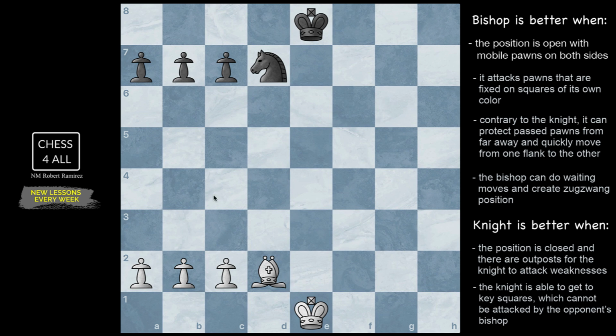Closed means that there are pawns stuck in the center and making things difficult for that bishop. So with that in mind, let's take a look at a position like this where we have the same amount of pawns on the same side of the board. So this is almost identical. We just have bishop versus knight.